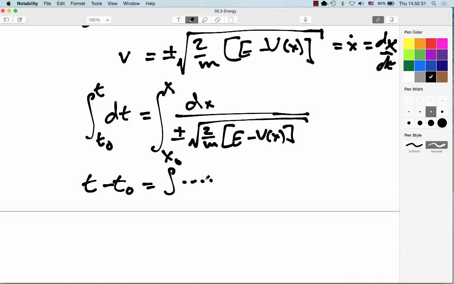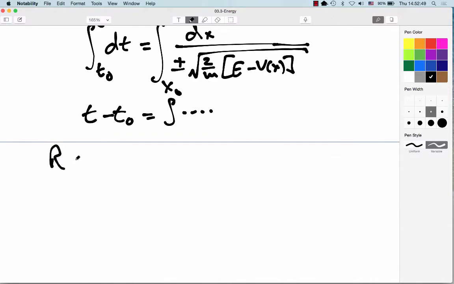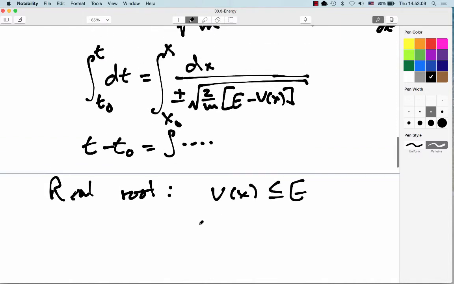But we can at least think about it a little bit. And again, we've got the same issue here, that this root is in danger of going imaginary. The only way that we can have the root be real is if V of x is less than or equal to the total mechanical energy. And it generally will better be the case that V of x can never be greater than the total mechanical energy, because then the root goes imaginary, and I don't know what that means.